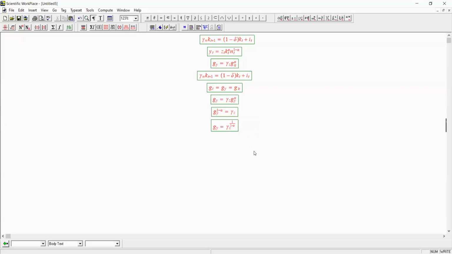However, consider the following idea. This is an idea that's explored in depth in a paper by Greenwood, Hercowitz, and Krusell in the American Economic Review, and they say the following. Let's start up here.